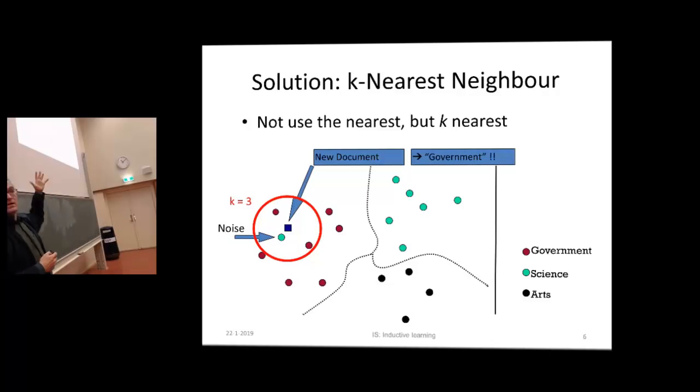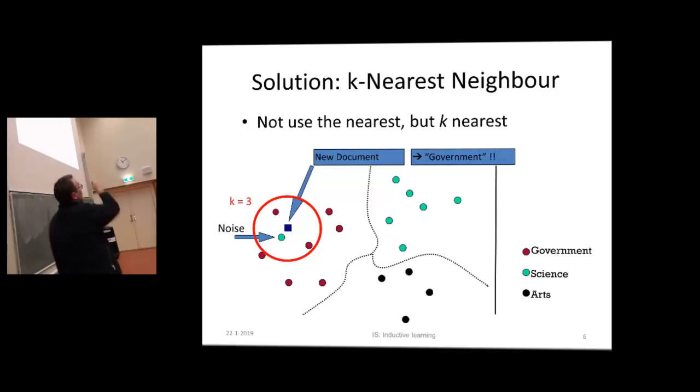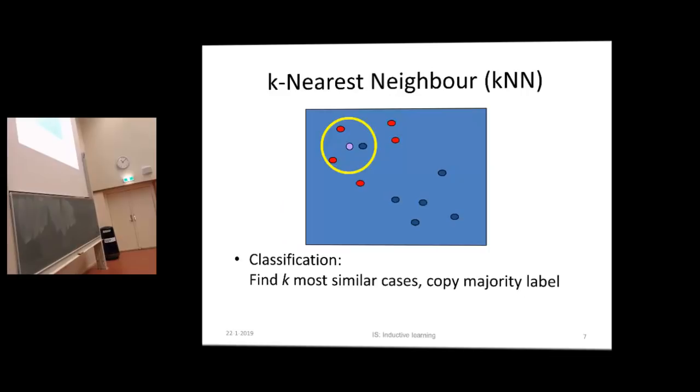And that would give you the probably right classification here, that this is also a document about government, as all the objects around it, with the exception of the green one, are. So the algorithm, in intuitive terms, is the following: you just find the k most similar cases, and you assign the label of the majority.